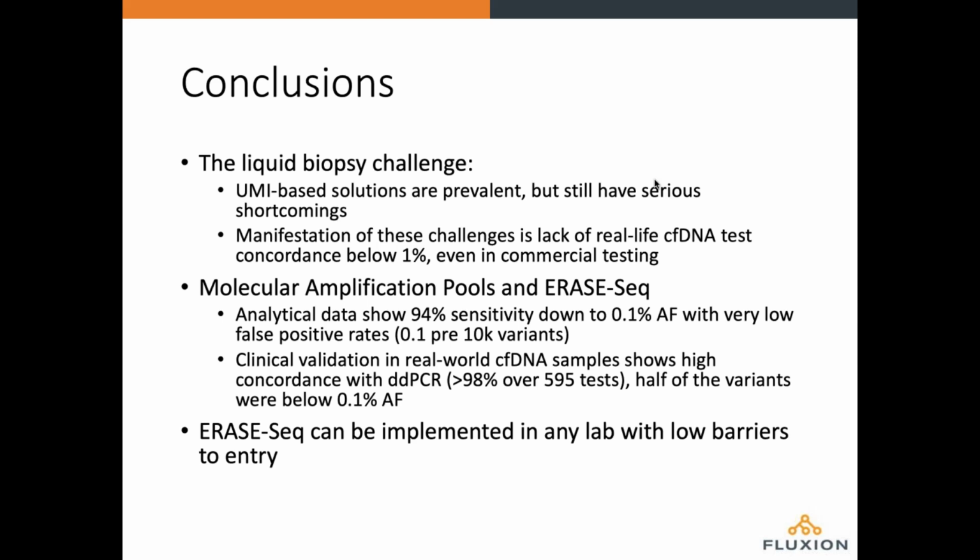As an alternative to that, we propose using molecular amplification pools, where you obviate a lot of those technical issues that come along with UMIs, and you have an ability to then eliminate stochastic errors and eliminate recurrent errors by using background models. We have about 95% sensitivity down to 0.1%, and we don't just show that in analytical samples, we show that in real world cancer patient-derived samples. Orthogonal testing basically shows performance that's on par with our analytical testing, and has been used to detect a large number of actionable variants in patient samples.